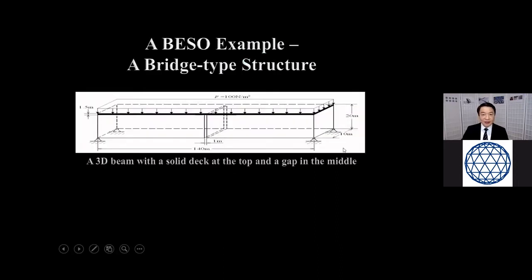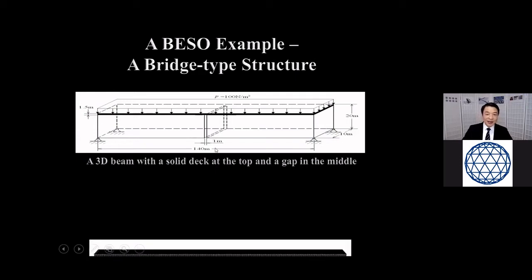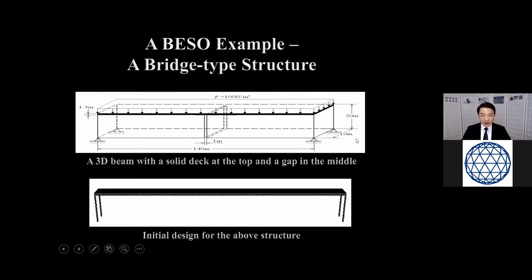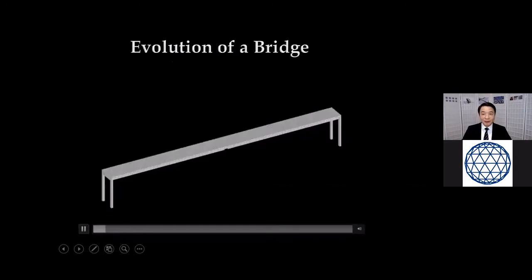A simple example of BESO is given here. Say we want to design a bridge type of structure, I give the boundary condition here. It's simply supported at the four bottom corners. I have a uniformly distributed load and leave a gap in the middle because that's a bridge. The initial design can be very simple, a slab with four columns, and all the rest can be determined by our BESO algorithm.